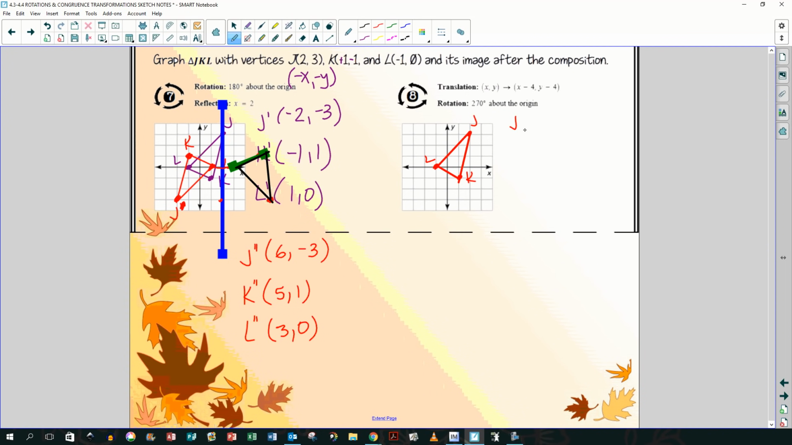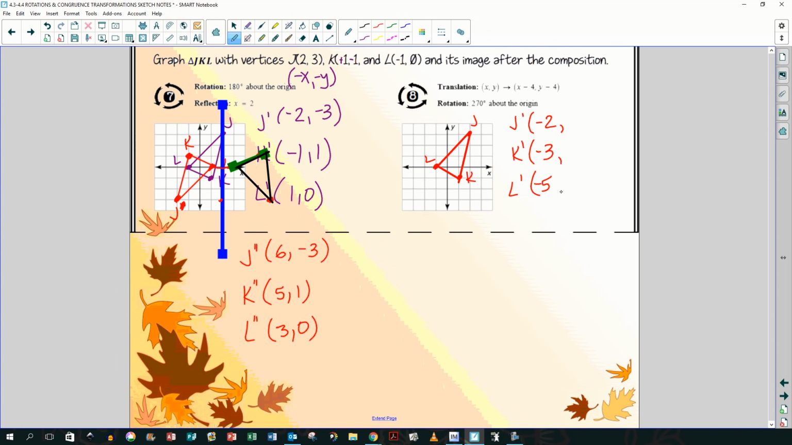So J prime, K prime, L prime. All right, so 2 minus 4 is -2. 1 minus 4. And -1 minus 4.